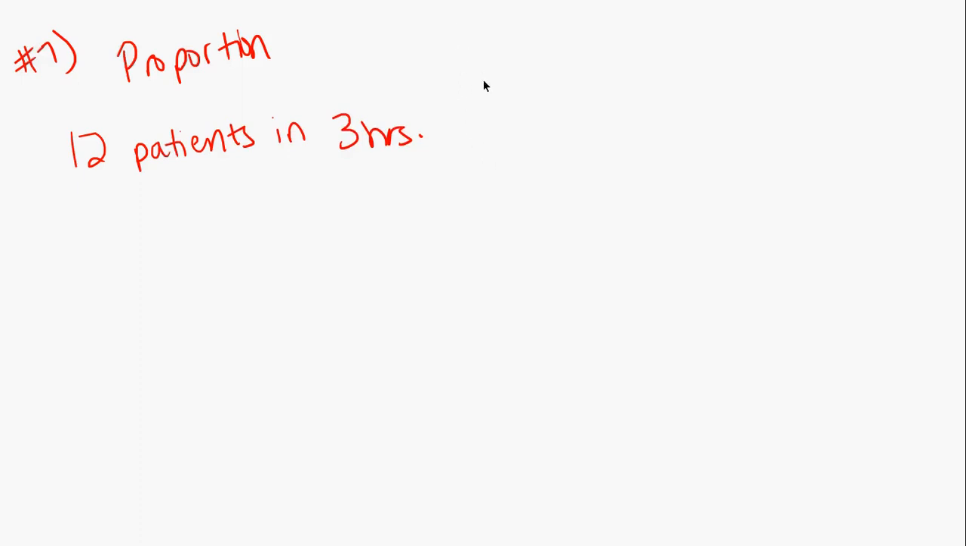Number 7. It says, use a proportion to solve. It says, Dr. Smith can see 12 patients in 3 hours. So 12 patients in 3 hours. How long would it take to see 36 patients?